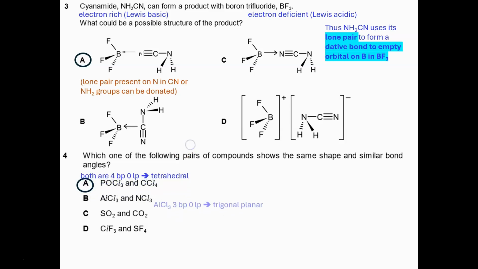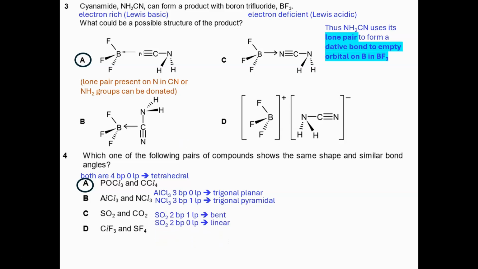So for B, AlCl3 is trigonal planar, NCl3 is trigonal pyramidal. For C, sulfur dioxide is bent or V-shaped, carbon dioxide is linear. For D, ClF3 is T-shaped, whereas SF4 is seesaw.